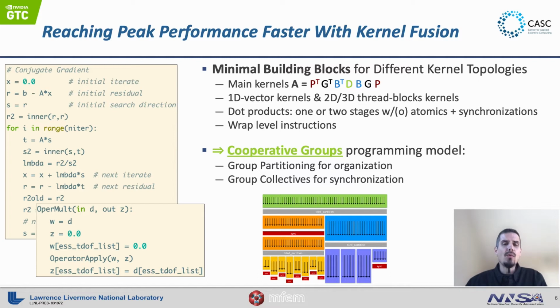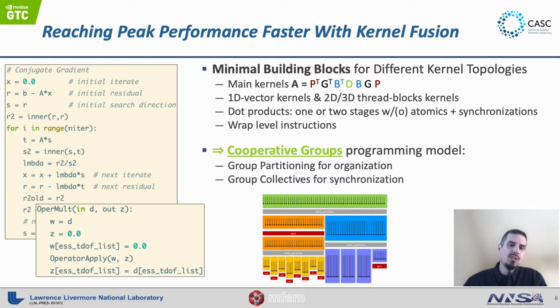Let me now introduce one possible way to reach peak performance faster with kernel fusion. One key idea is, of course, to try to fuse most of the kernels of such benchmarks. For example, if we try to do this for this conjugate gradient here on the left, where one line represents typically one kernel launch, we are going to need at least a few building blocks. We need a way to launch different kernels with different topologies: 1D kernels for vector operations, and 2D, 3D threaded block kernels for the main partially assembled operators.